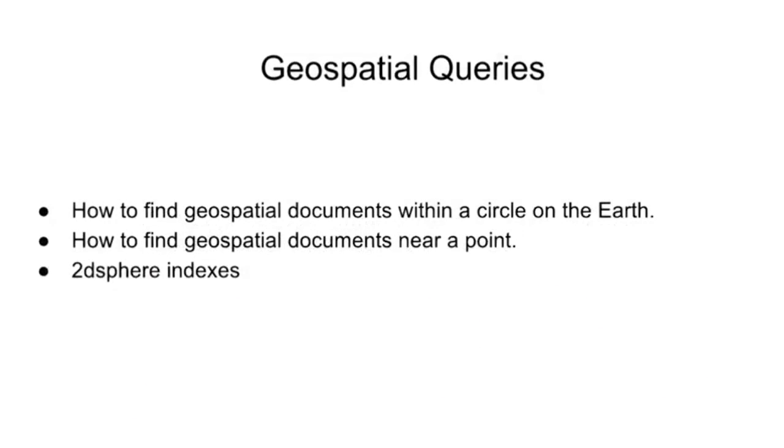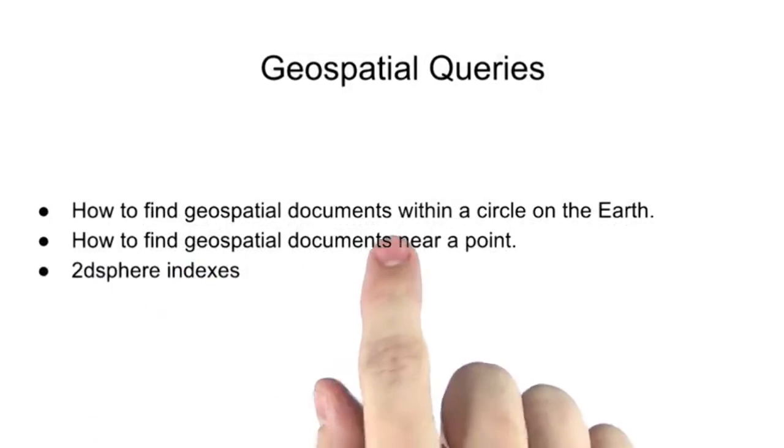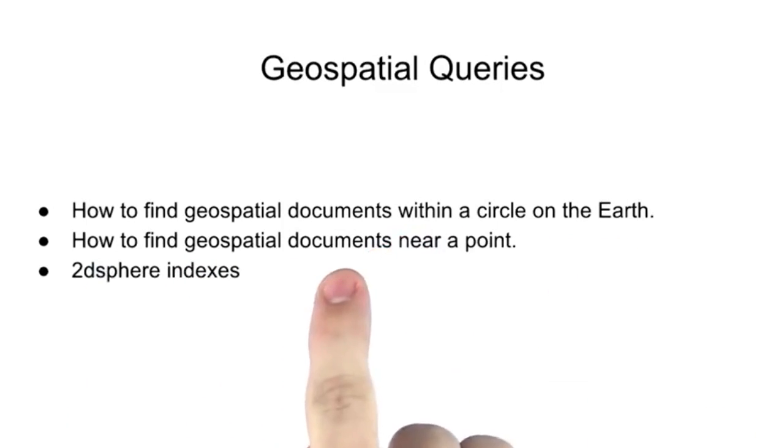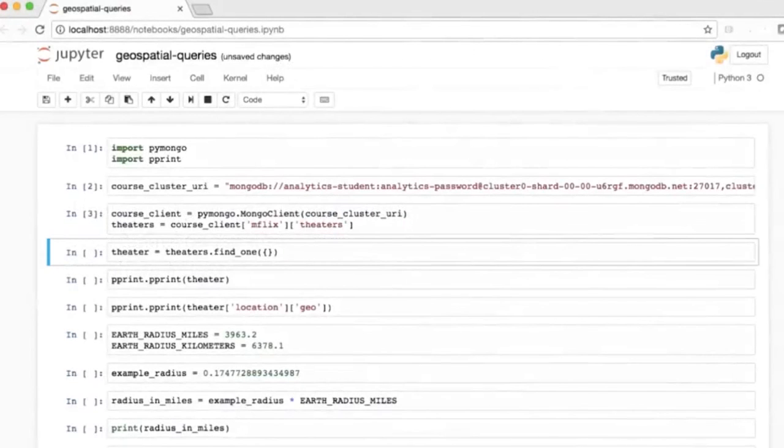In this lesson, we're going to discuss the power of MongoDB's geospatial query engine. Specifically, we're going to look at how we can find geospatial documents within a circle on the Earth. We're also going to look at how we can find geospatial documents near a point. And finally, we're going to look at how to use 2D sphere indexes and how they relate to geospatial queries.